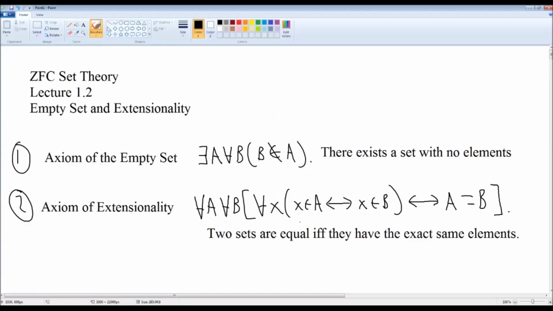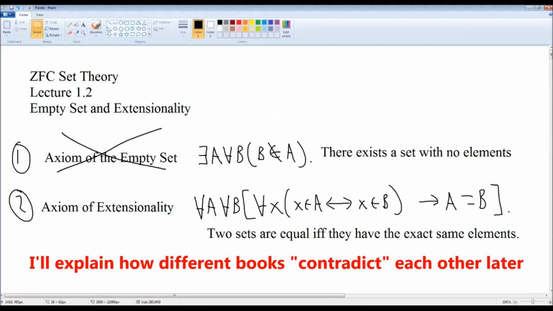Now, there's something very important I want to address here, is that not all books have these two axioms as I've written them here. For example, some books don't have an axiom of the empty set. Likewise, some books give a slightly different version of the axiom of extensionality, and this double arrow becomes a single arrow. At the end of the video, I'll explain more about the variations and the reasoning behind them.